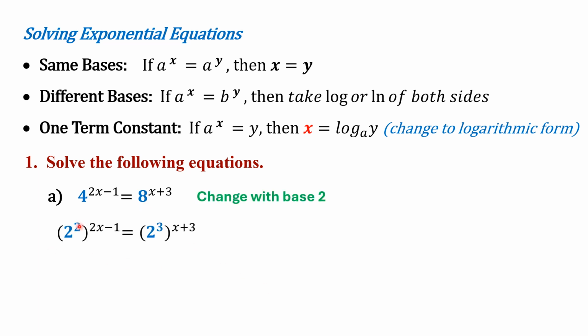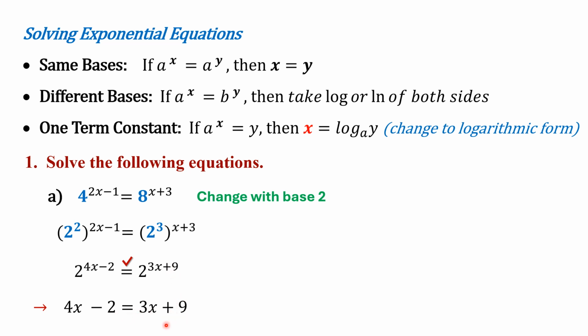So we have 2 squared to the power 2x minus 1 and 2 cubed to the power of x plus 3. Now this is a power raised to a power, so we multiply the powers. The left side will be 2 to the 4x minus 2, and the right side will be 2 to the 3x plus 9. Now these two expressions have the same base, so they are equal only if the powers are equal. So 4x minus 2 must be equal to 3x plus 9.